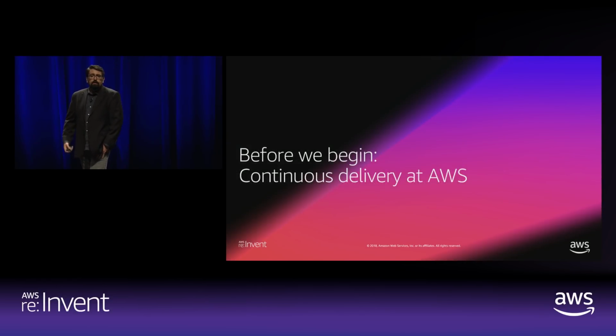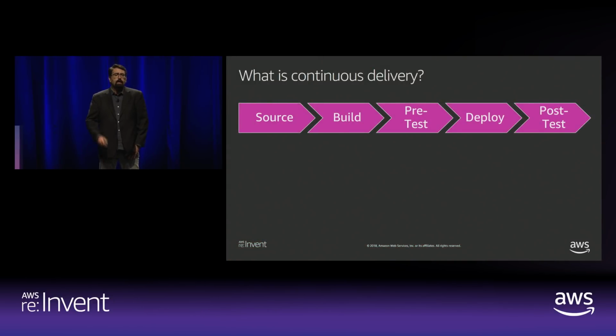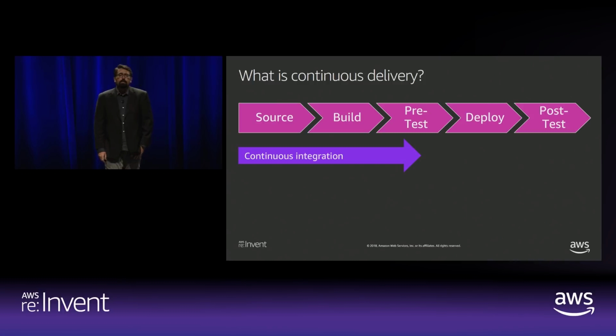So before we begin, let's level set on what continuous delivery at AWS means. So we have a typical software development lifecycle where we go from source to build to pre-test to deploy and post-test. Continuous integration to us is everything from source through pre-test. So basically taking your code, building your artifacts, running your tests on that artifact, maybe running this in a pre-test environment.